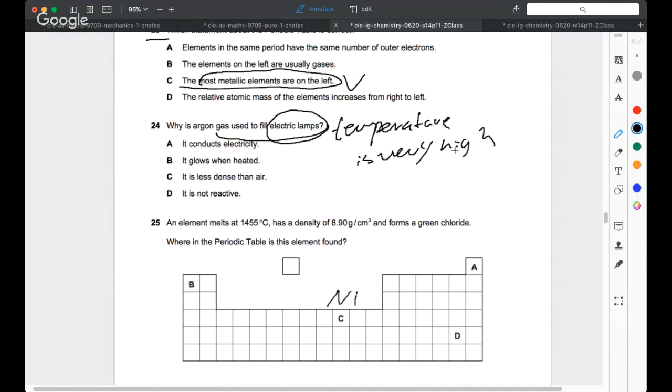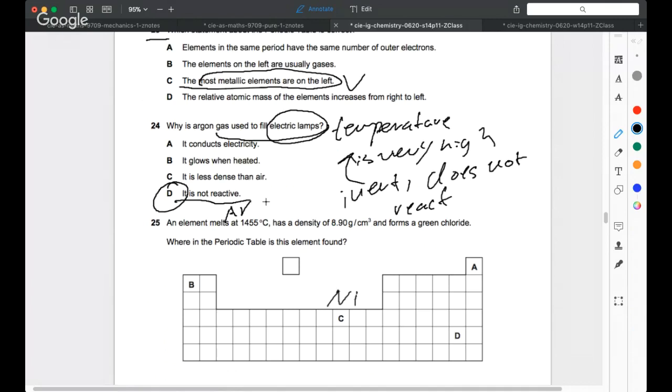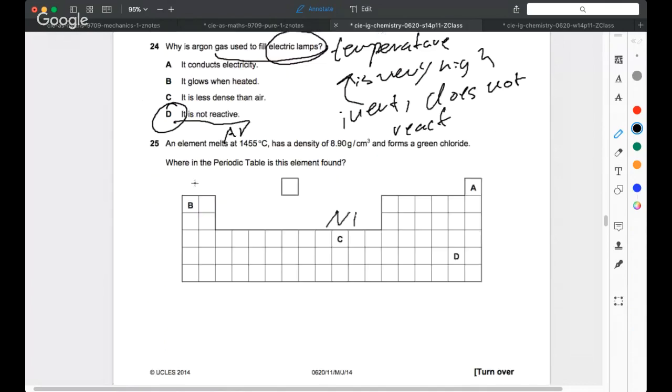So we need to use something that is very inert and does not react at such high temperature, because you don't want your substance in the lamp to react. So the right reason is D, because argon is a very good inert gas and is not reactive, although the temperature is very high. So D is your reason.